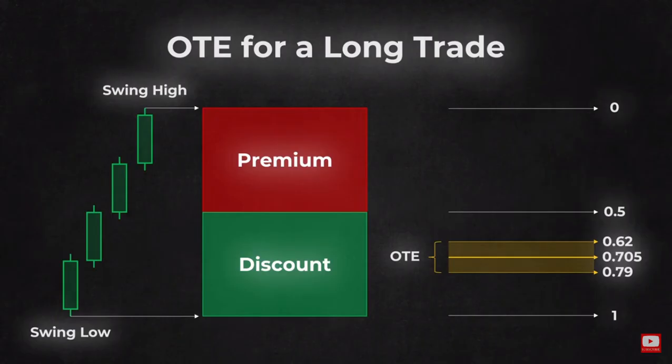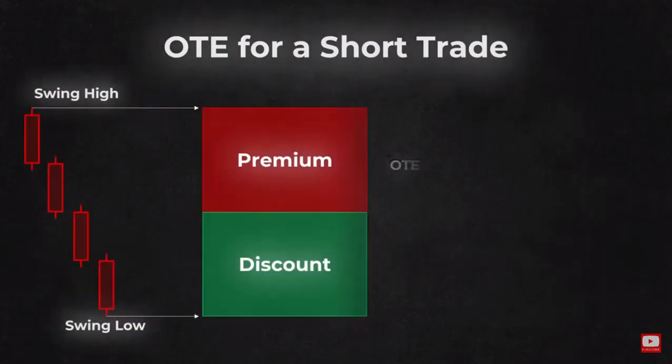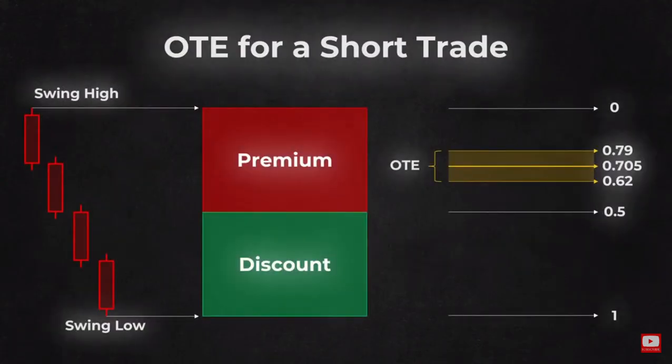In this other illustration, you can see the OTE for a short trade. Notice how the zone falls into the premium zone. It's important to observe how price action reacts to the three levels of this zone, especially the midpoint retracement level, just like in the case of an OTE for a long trade.